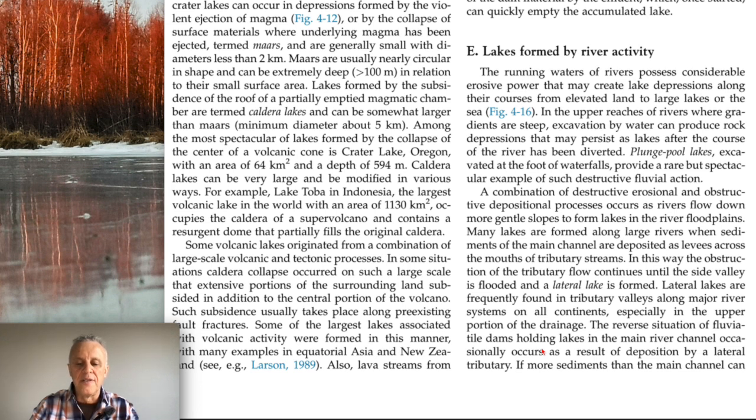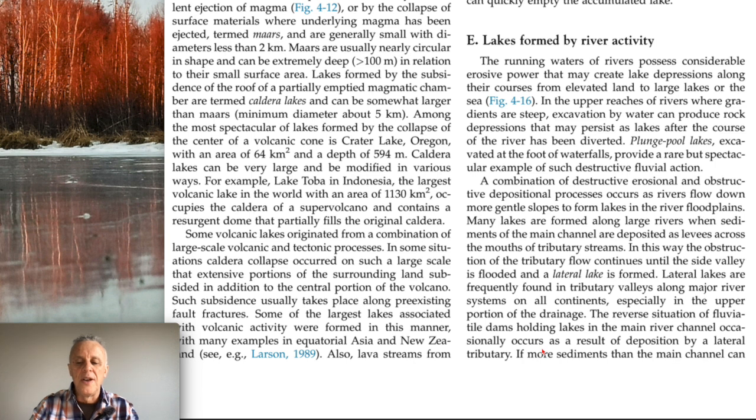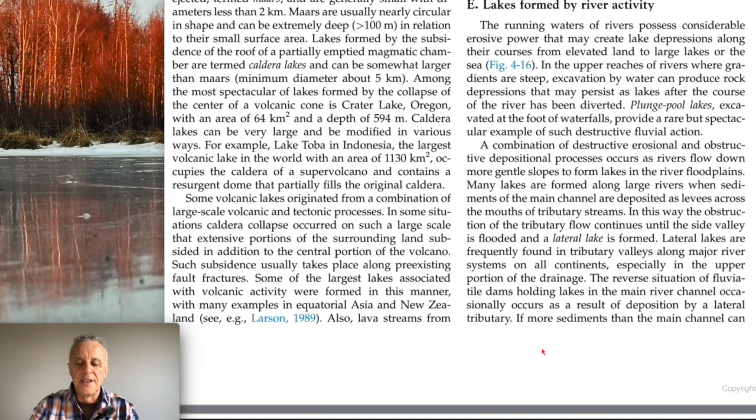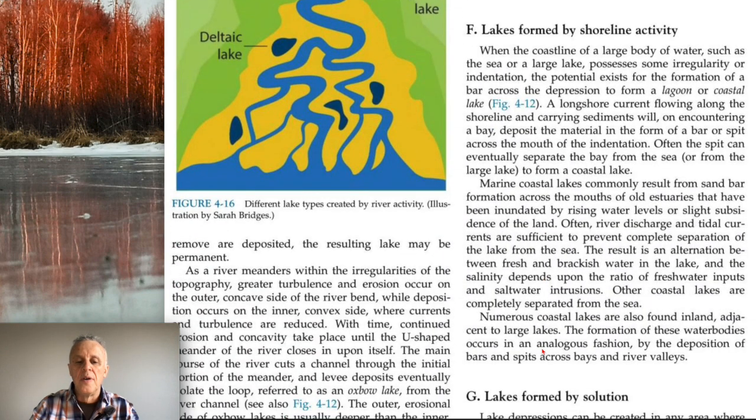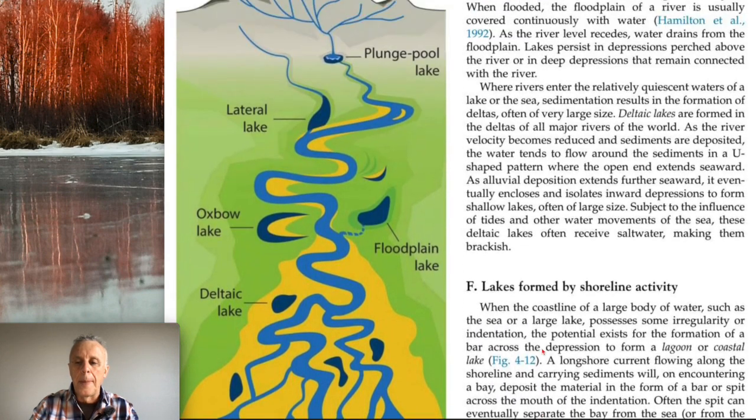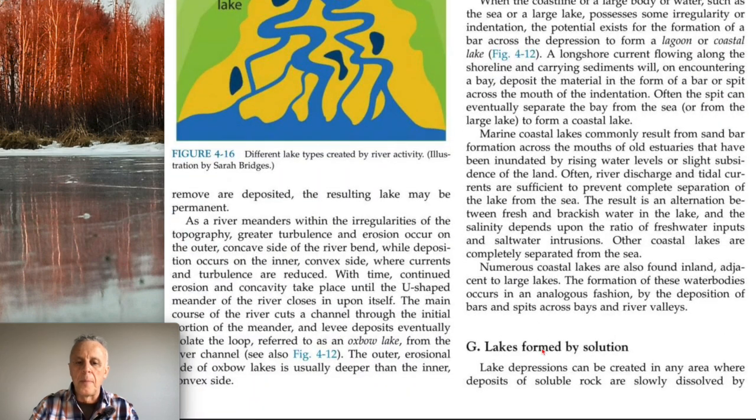Lateral lakes are frequently found in tributary valleys along major river systems on all continents, especially in the upper portion of the drainage. The reverse situation of fluvial dams holding lakes in the main river channel occasionally occurs as a result of deposition by a lateral tributary. If more sediments than the main channel can remove are deposited, the resulting lake may be permanent.